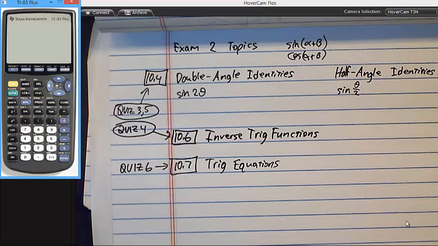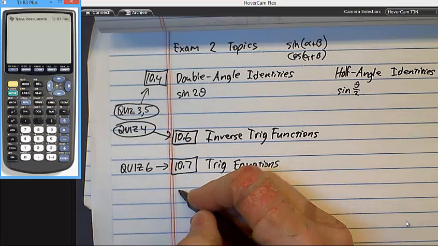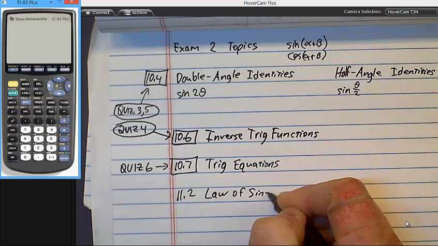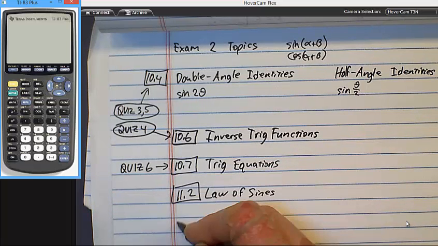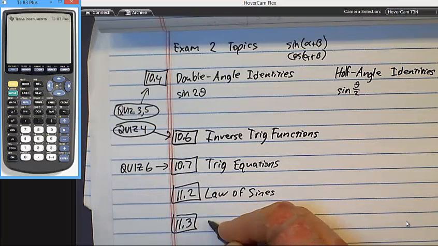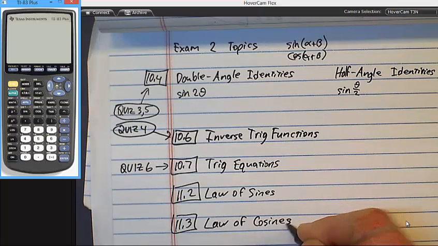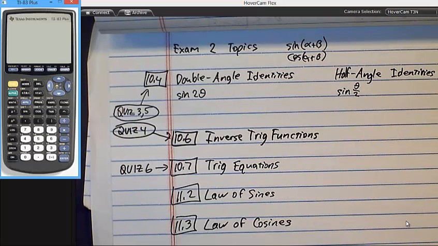Then we got into Chapter 11. 11.1 we skipped. We have 11.2 on the law of sines. And please, for Wednesday, complete the homework on 11.3, the law of cosines. Those are the topics for the exam coming up. All right? All right.